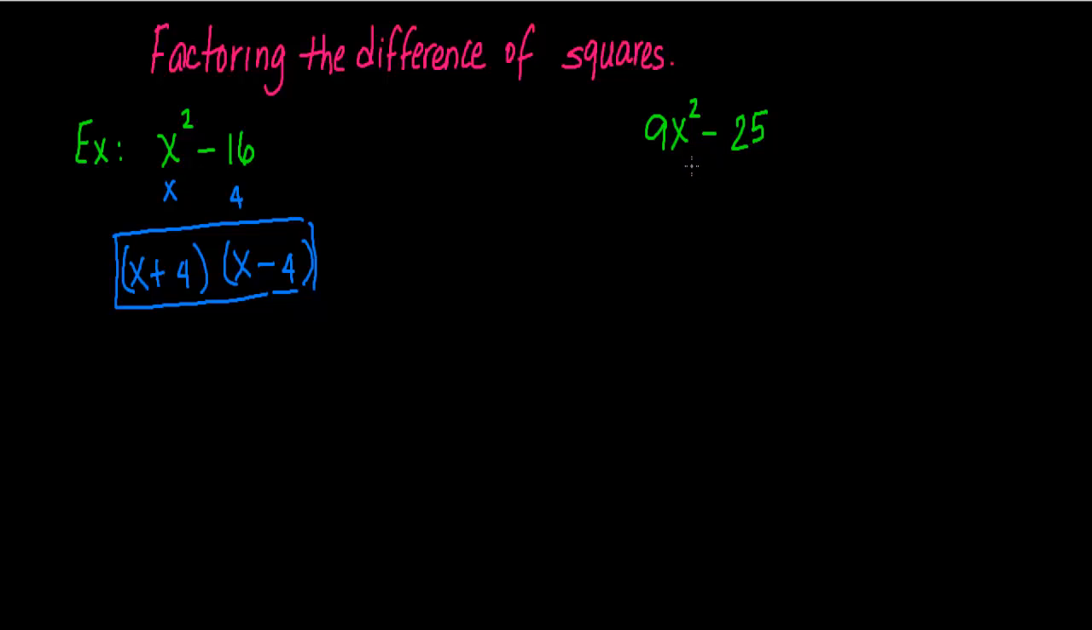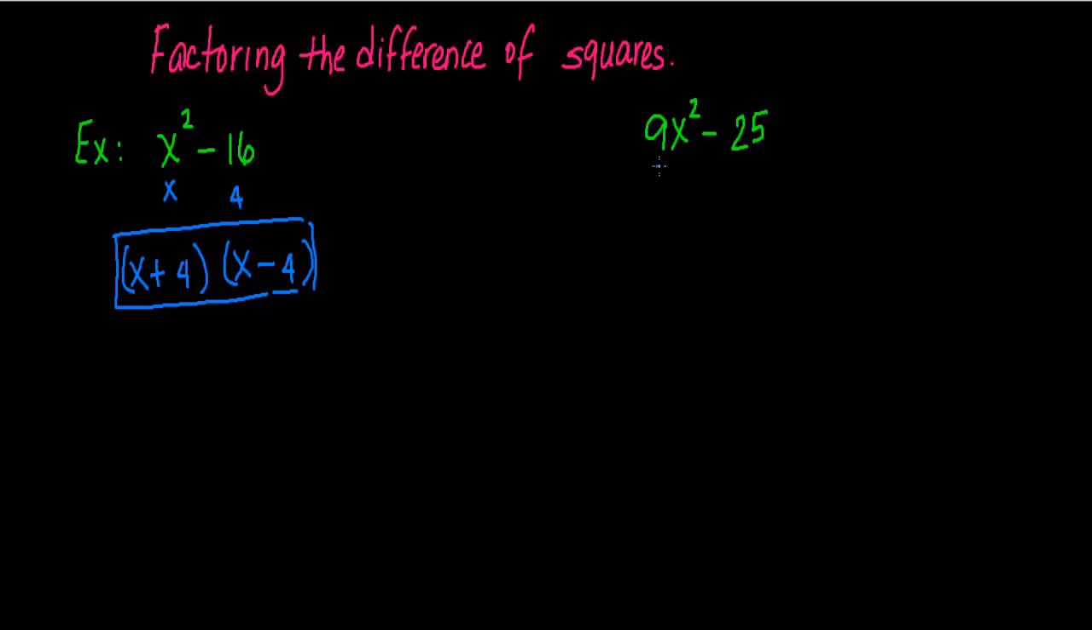Before you start factoring, determine if this is a difference of squares. The first thing you look at is that you have to have a minus in between two terms. We have a minus in between the two terms. Second, is this a perfect square? How do I know if it is? You take the square root. If you get a whole number, then it is.